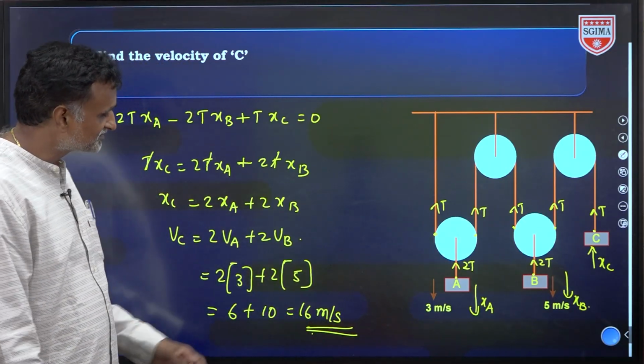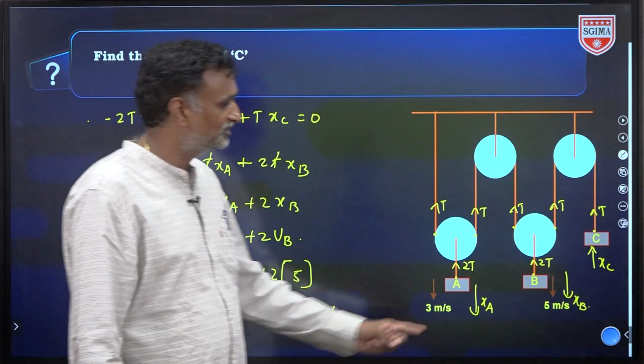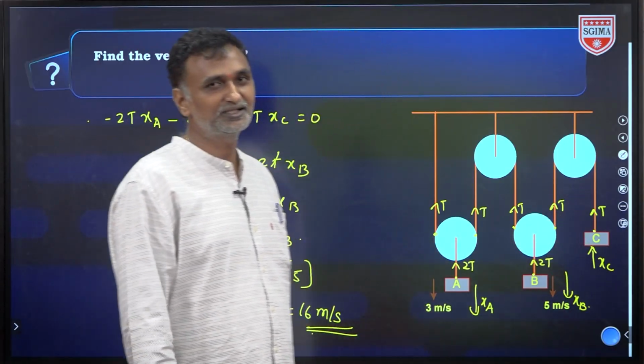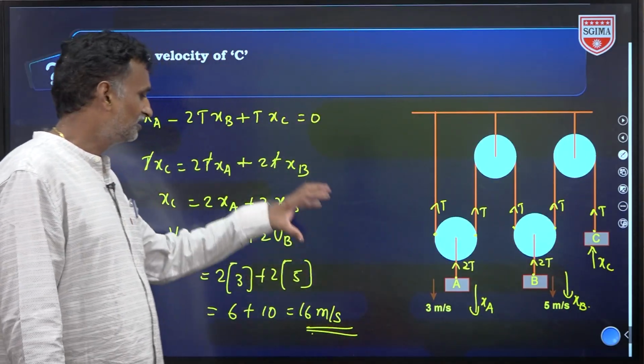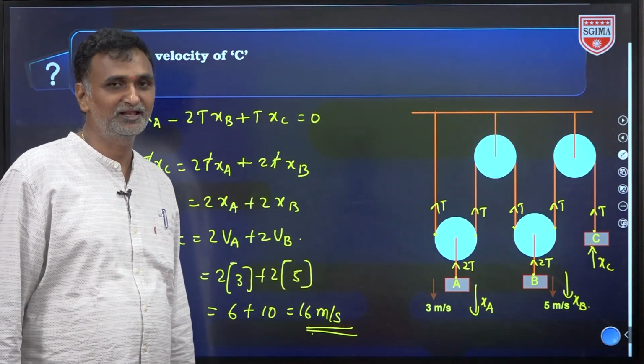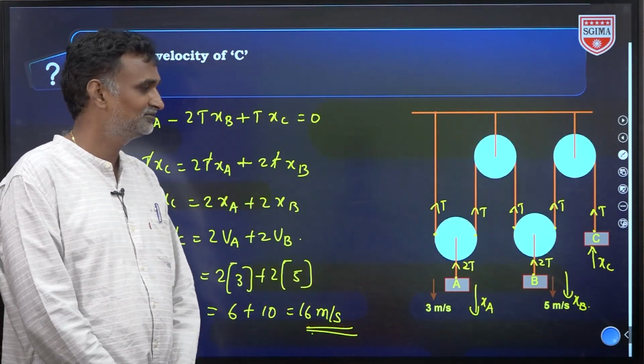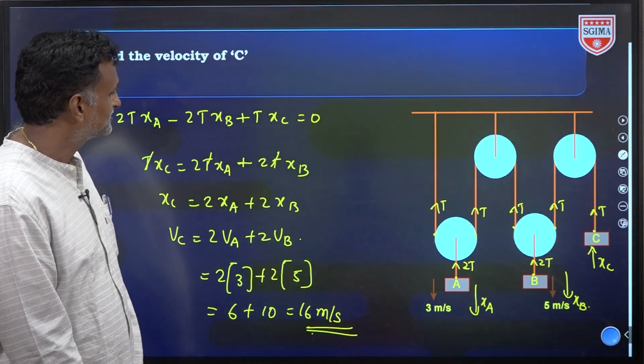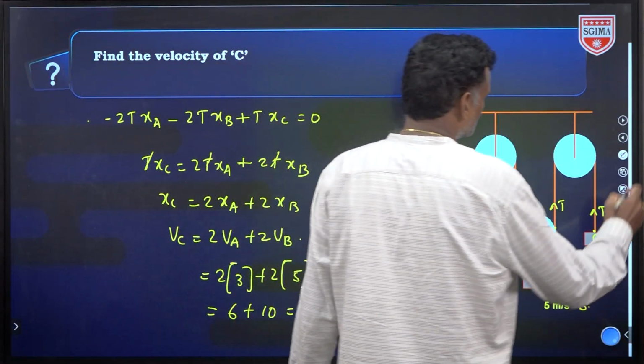So I got the answer plus, which means I took the direction upward, so the answer comes out plus only. Our chosen direction and the actual block movement are in the same direction, so that's what we get: answer plus. Okay? So next, let us move on to the next slide.